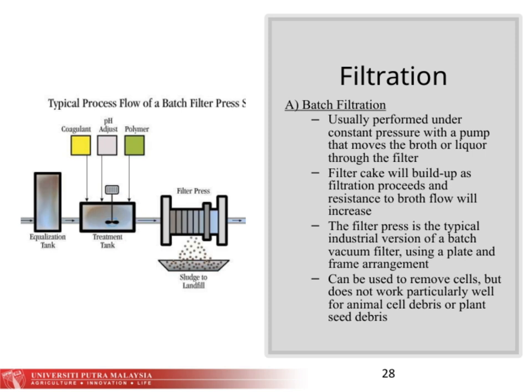In industrial settings, the most common equipment used is the filter press. This is essentially a large-scale version of a batch vacuum filter, arranged with plates and frames to hold the filter medium. Batch filtration is quite effective for removing cells from a mixture, but it's important to note that it doesn't work particularly well for removing animal cell debris or plant seed debris. These types of debris tend to be more challenging to filter out using this method. Overall, understanding the mechanics and limitations of batch filtration helps us choose the right process for specific applications in bioprocessing.